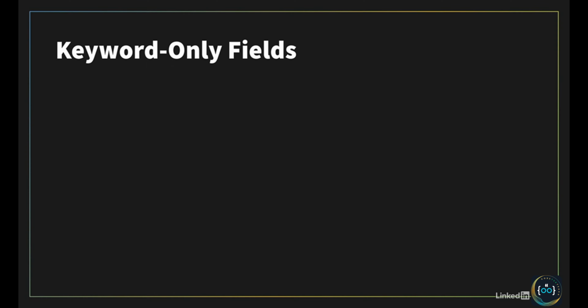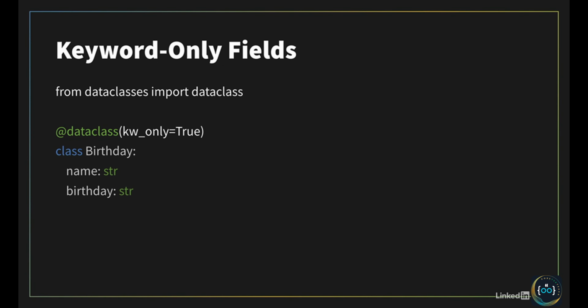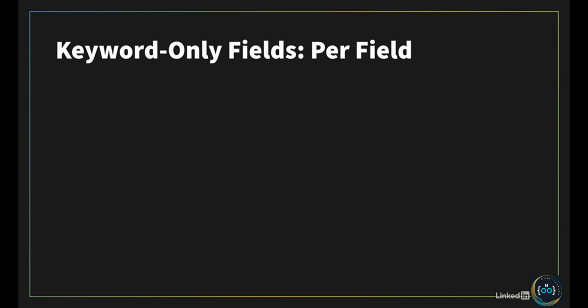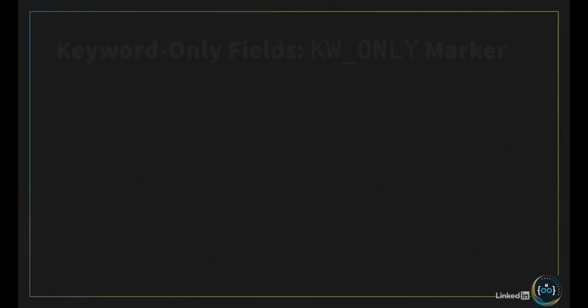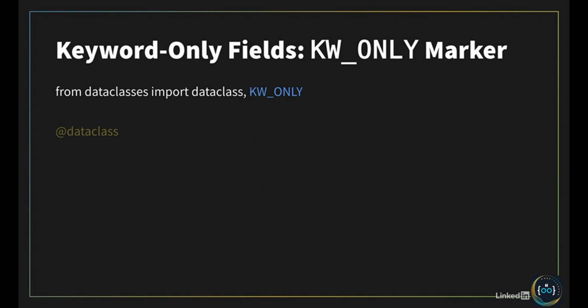Another data class-related module improvement is the addition of keyword-only fields to data classes. There are a few ways of specifying this. As in the example on screen, you can state that every field will be keyword-only. You can also specify keyword-only on a per-field basis. If you set keyword-only on individual fields, be aware there are rules about reordering fields due to keyword-only fields needing to follow regular fields. You can also specify that all fields following a keyword-only marker are keyword-only.